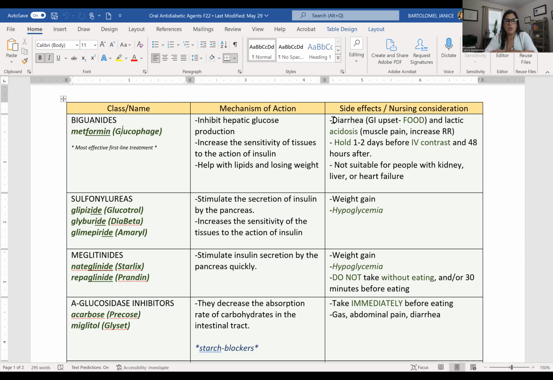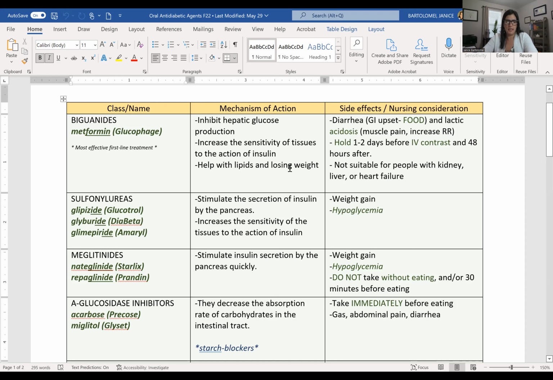The next class is sulfonylureas. They end in IDE, so IDE. So commonly glipizide, glyburide, and glimepiride. They stimulate the secretion of insulin by the pancreas. So, and also the sensitivity of the tissues to the insulin. So careful with hypoglycemic events here, and also they can gain weight.